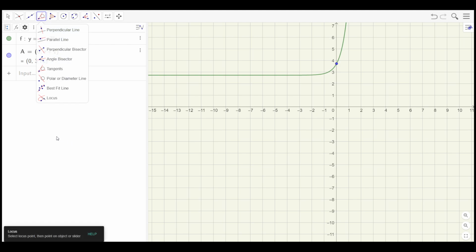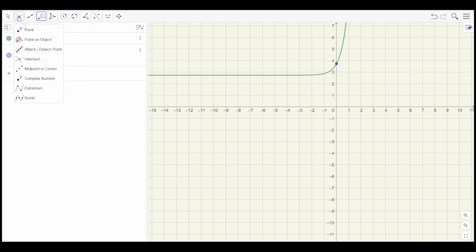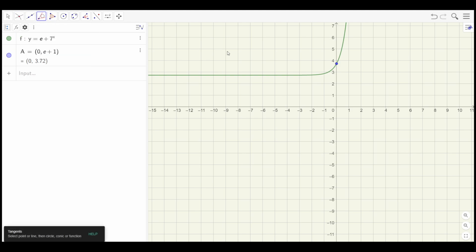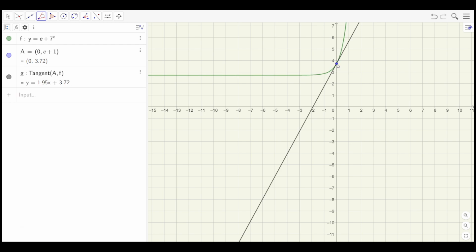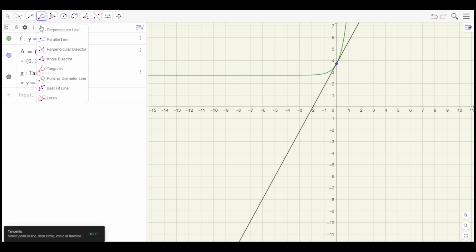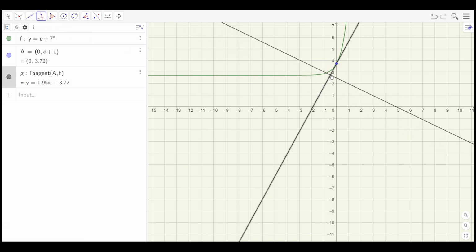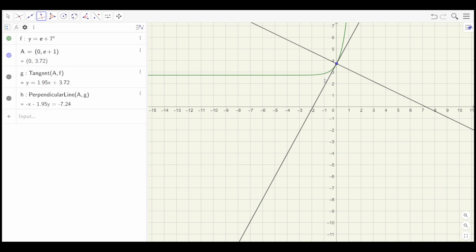So what I can do is ask GeoGebra, for example, to draw the tangent line. So I go here, choose the tangent line, click here, and click there. So that's my tangent line. And then I can change this to perpendicular line, and I click on the line and the point. Okay, it worked like this. So this is the equation that we get here.